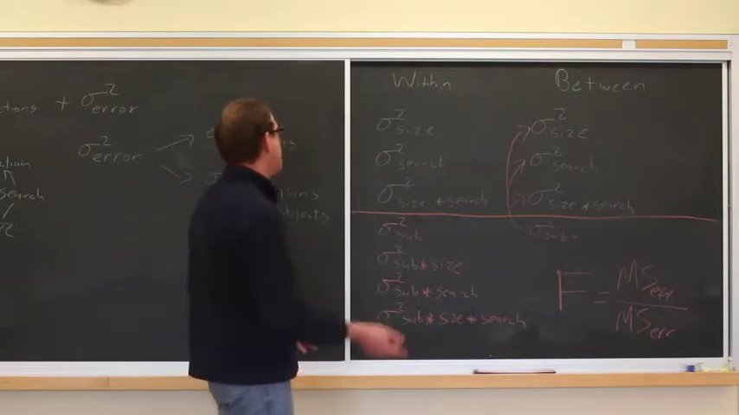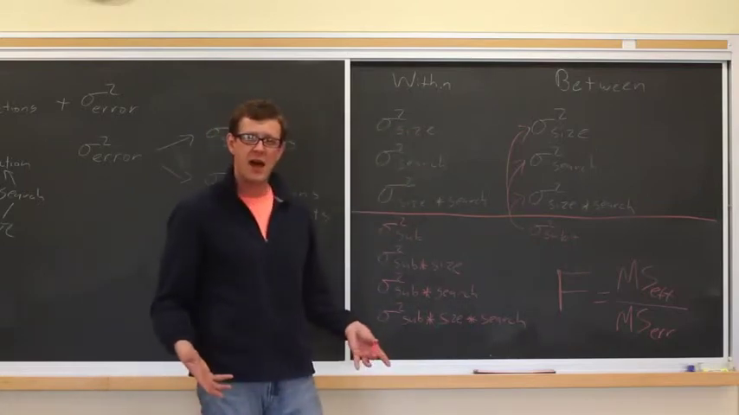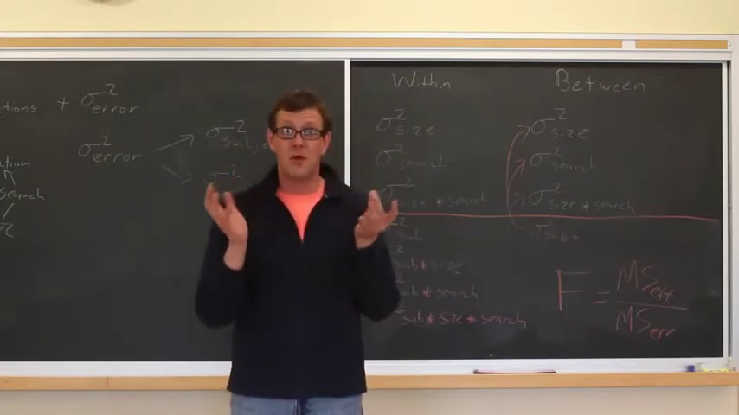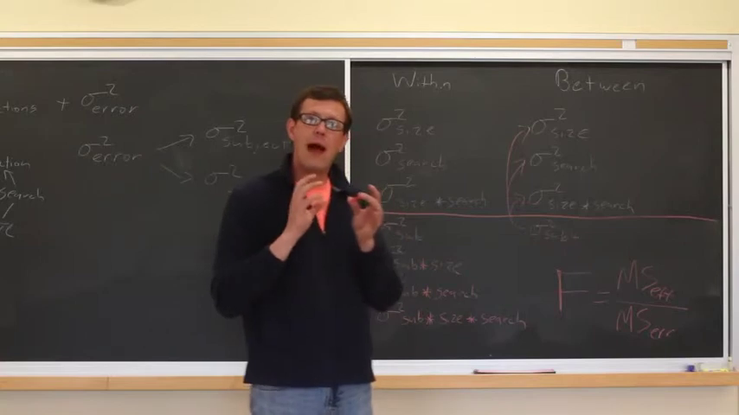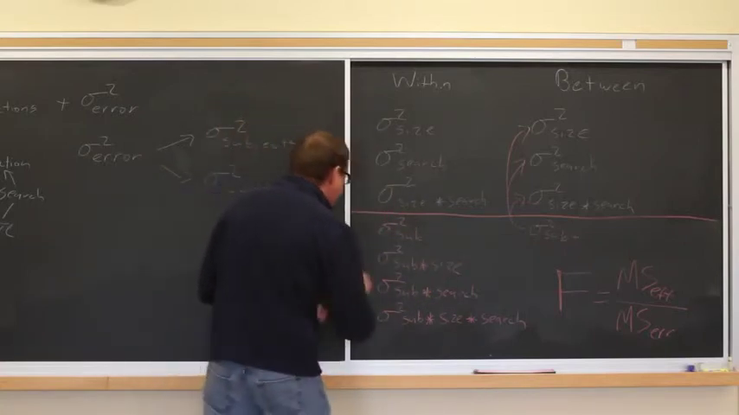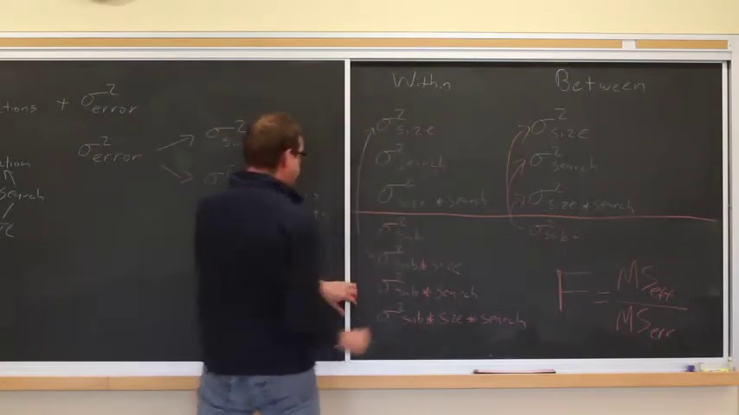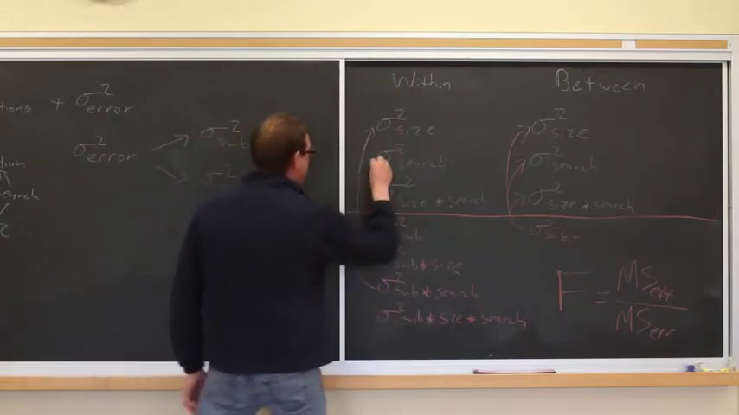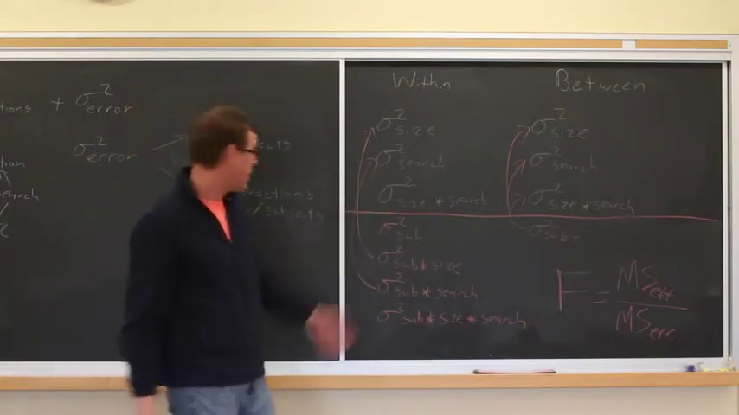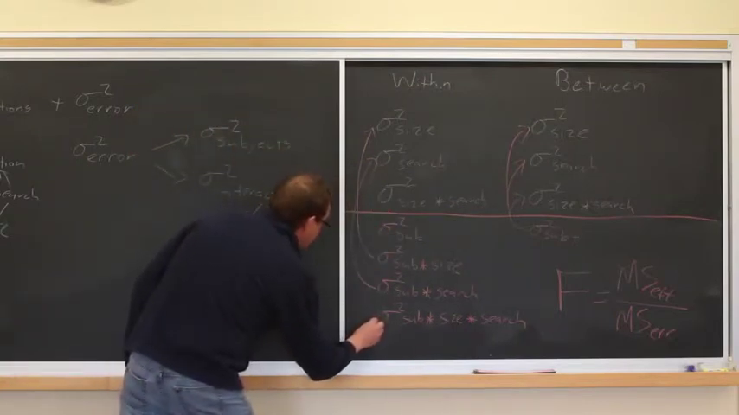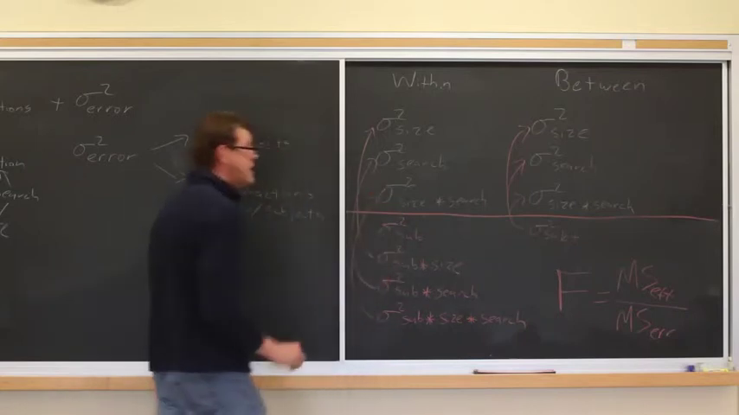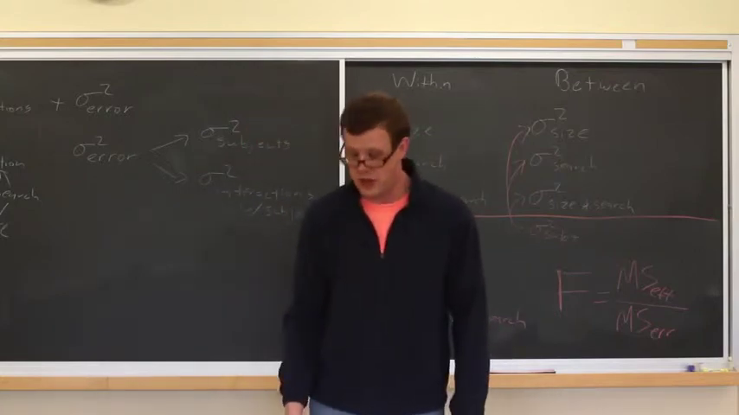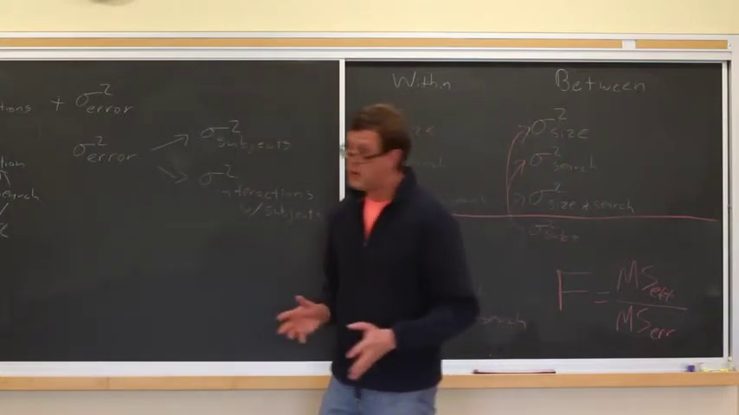Now, if you think about it, if we're looking at the effect of size, what we're interested in is how the subjects vary around each different size. So we're going to use the subjects by size interaction as the error term for the size effect. We use the subject by search interaction to look at the effect of search, and to look at the effect of the interaction between size and search, we'll use the three-way interaction between subjects, size, and search. Now here's where things get a bit tricky.